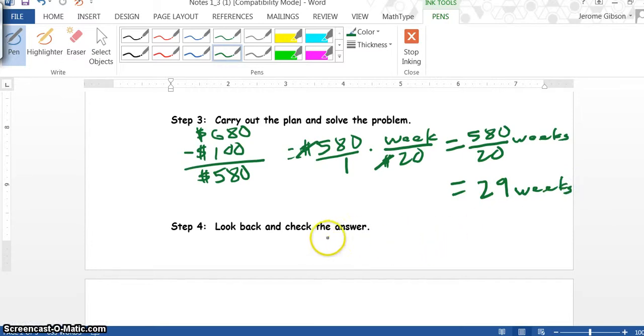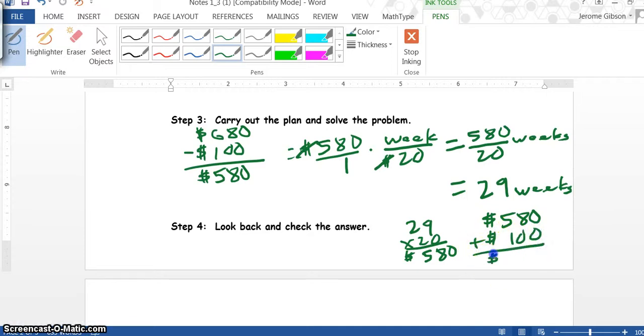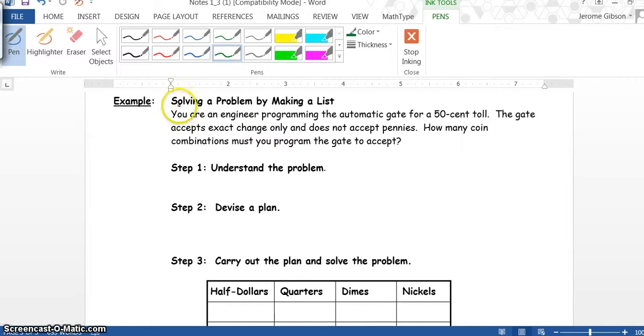Now it says here, look back and check your answer. The fastest way to check your answer is this: take the number of weeks, which is 29, and multiply it by what you are paying each week, which is 20. 29 times 20 is 580. So it's $580, and you add the initial amount that you paid, which was 100. That gave you $680, which was the original cost of the bike. So it is correct.